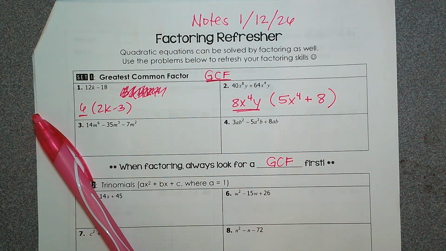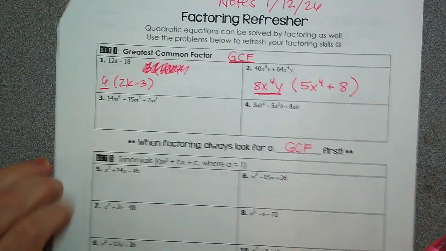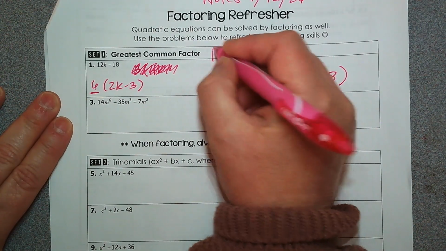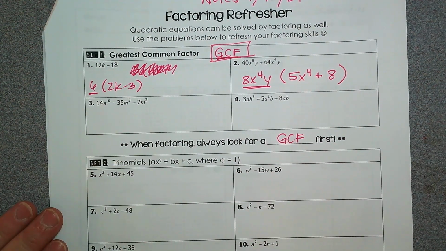Quadratic equations can be solved by factoring as well. Use the problems below to refresh your factoring skills. Step 1 is always to factor out the greatest common factor if there is one. So what's the first step? GCF. Okay, all right, so you should always look for a GCF first.